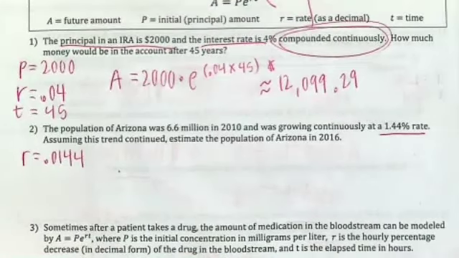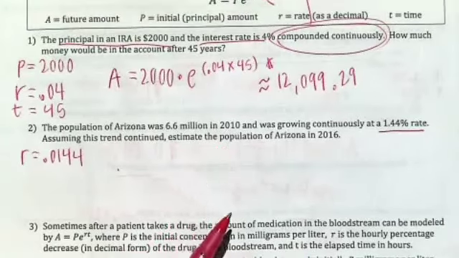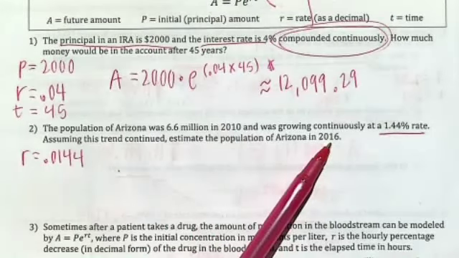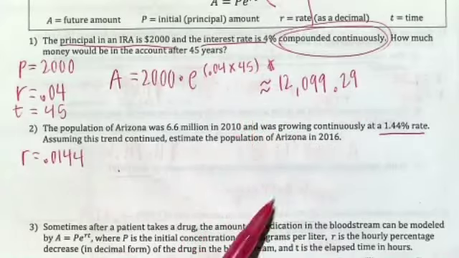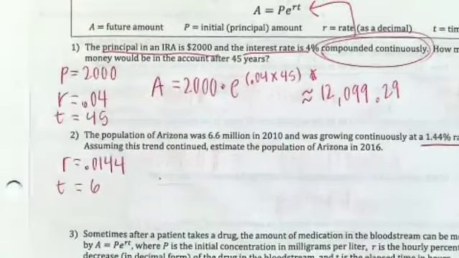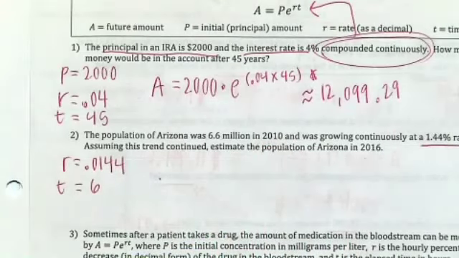Assuming the trend continues, estimate the population in 2016. Okay, it's not actually telling us the years. So from 2010 to 2016, 6 years. That is 6 years. That is how I'm getting the T. It didn't just explicitly tell me. You can even do 2016 minus 2010 in your calculator and you'll get 6.